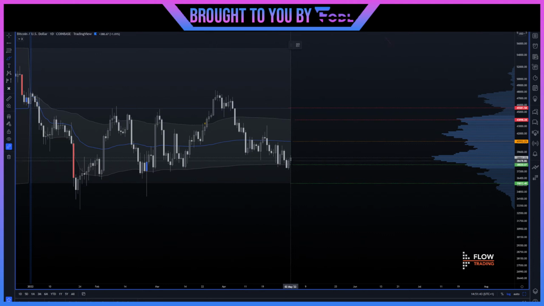I want to see the price come all the way to this level down here in order for me to be a buyer. All right, so that's basically what I'm hoping for, right? A little tap of these lows down here, which is possible with the volatility coming on Wednesday, right?